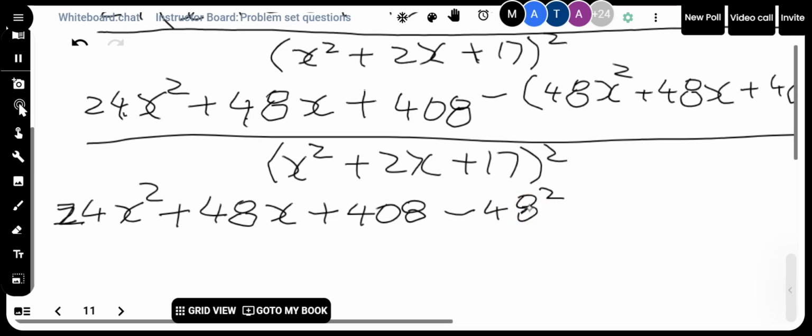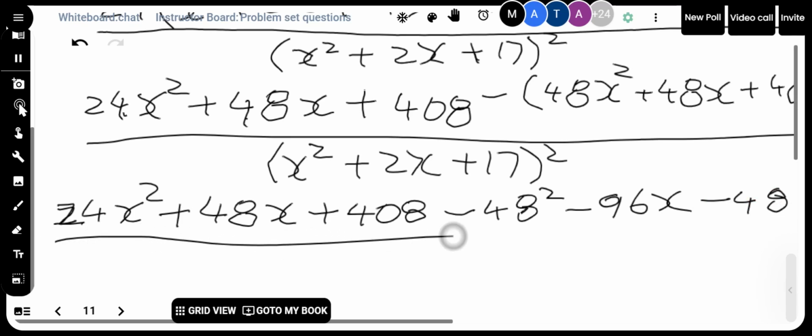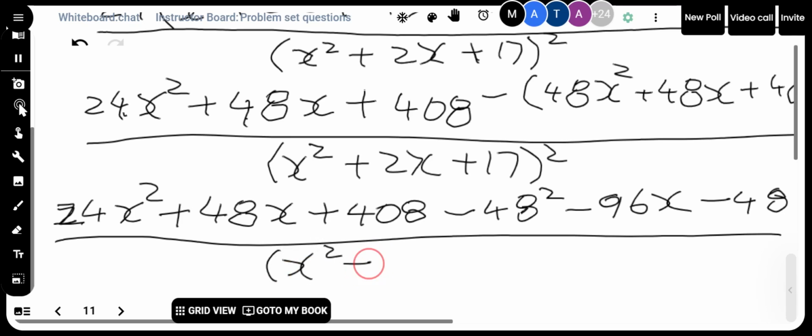Now, if you put those two 48x's together, of course, we're going to get minus 96x. You can double check that in your head there. Remember, I'm minusing everything inside the bracket and then minus that last 48 on the end. Remember, everything in the bracket gets minused. And that's over that denominator of x squared plus 2x plus 17, all squared.